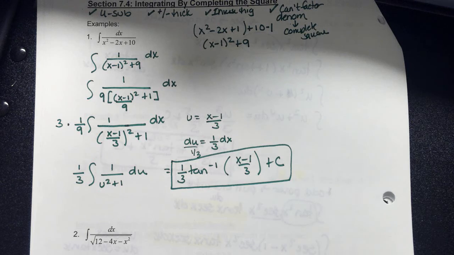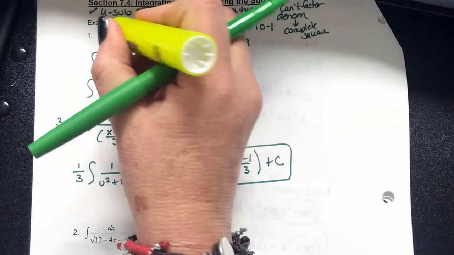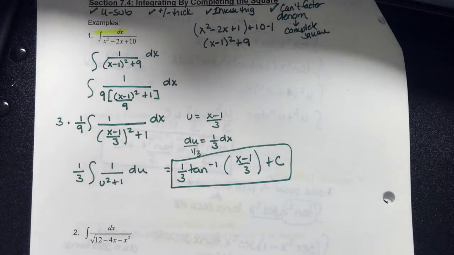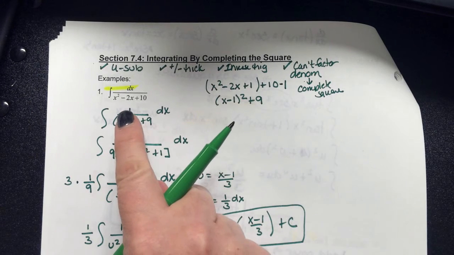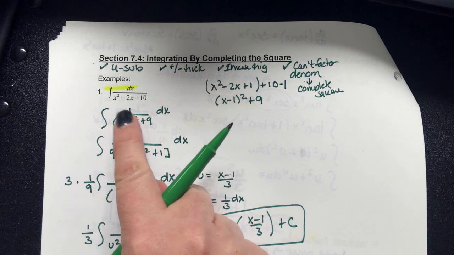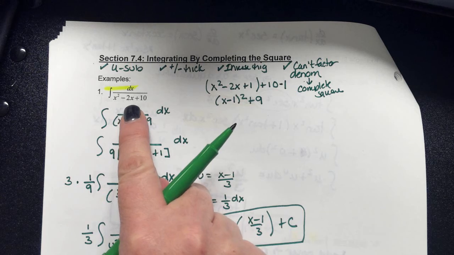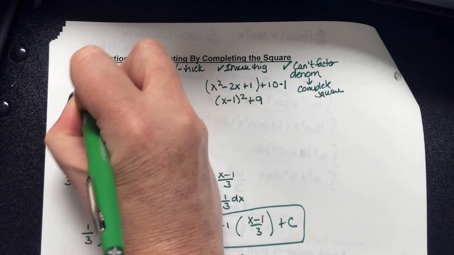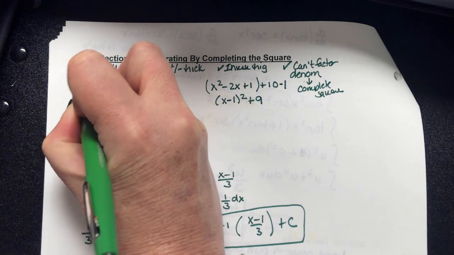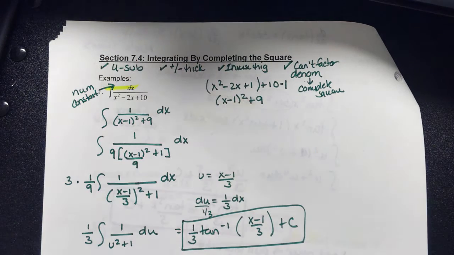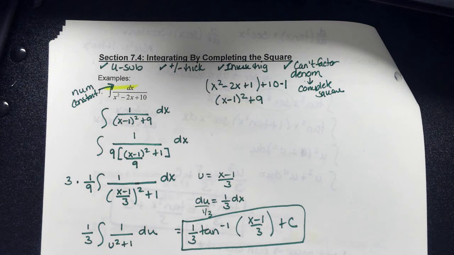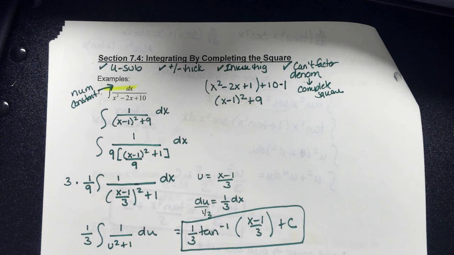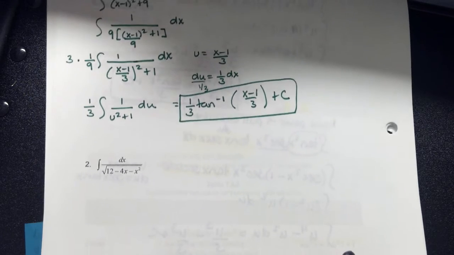Again, notice the numerator. The numerator is a constant. So when you have a problem that involves a trinomial or this x squared minus x on the denominator and the numerator is a constant, that's a red flag that if you can't factor the denominator, what you're going to do is complete the square and possibly set it up as an inverse trig. Okay? So let's take a look at number 2.